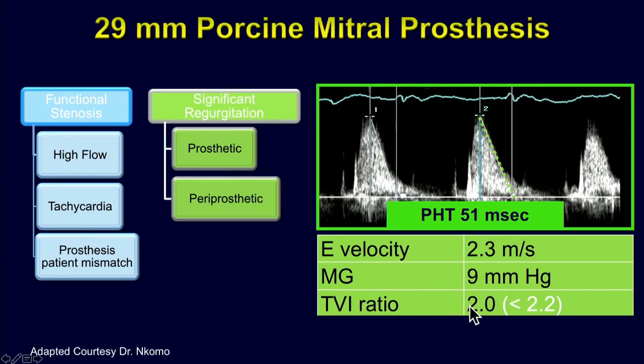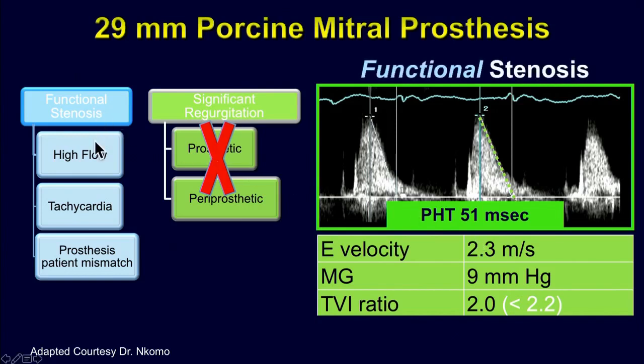That means there's not more flow going across the mitral prosthesis than we would expect based on the flow coming through the LVOT. So this cannot be significant regurgitation. This, therefore, is going to be functional stenosis, either high flow tachycardia or this concept of prosthesis-patient mismatch.